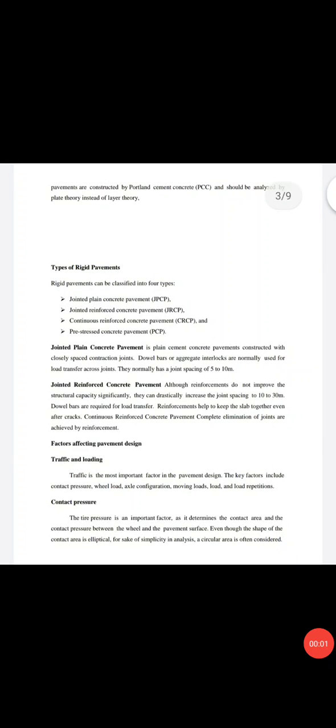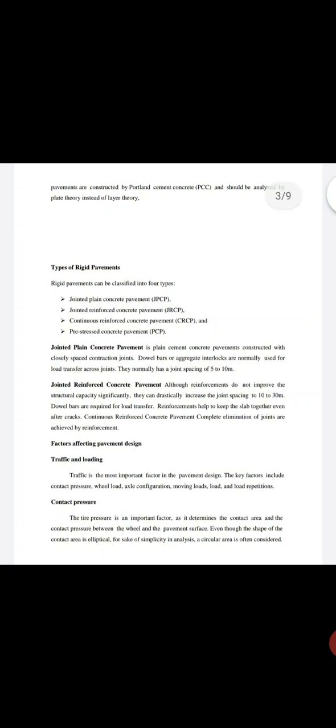See, the pavements are constructed in Portland cement concrete (PCC) and should be analyzed by plate theory instead of layer theory. The types of rigid pavements can be classified into the following types: jointed plain concrete pavement (JPCP), jointed reinforced concrete pavement (JRCP), continuous reinforced concrete pavement (CRCP), and prestressed concrete pavement (PCP).